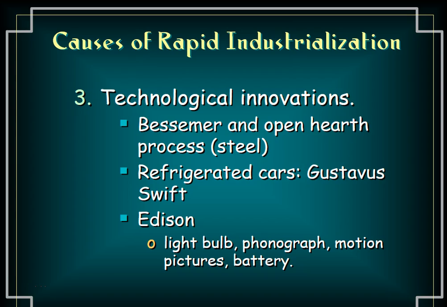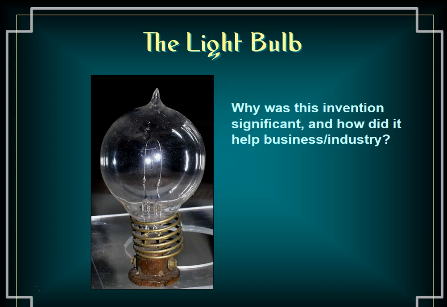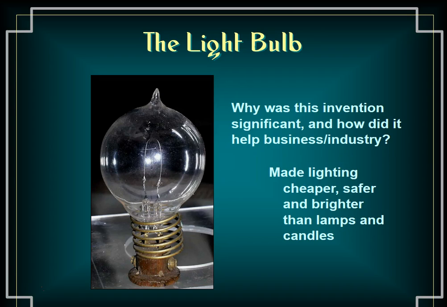Thomas Edison had many patents. But what he's known for is the first one that you see there, the light bulb. So that's the one that we will talk about. There's Edison there and his light bulb. A little bit closer look at the light bulb. So why was this invention significant, and how did it help business and industry? That ought to be pretty obvious to you.